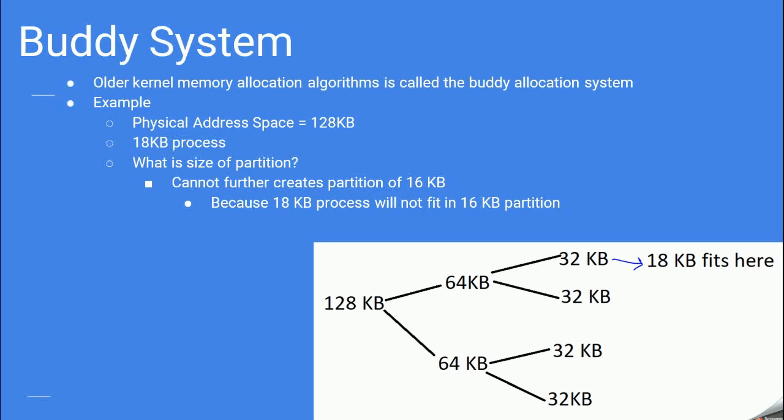I can go further and create a partition of 16 KB. Wait a minute, I cannot create a 16 KB partition because my process is of 18 KB size, so I have to stop over here and just create partitions up to 32 KB. So an 18 KB process can fit in any one of those partitions.